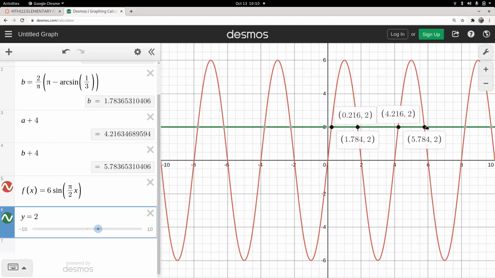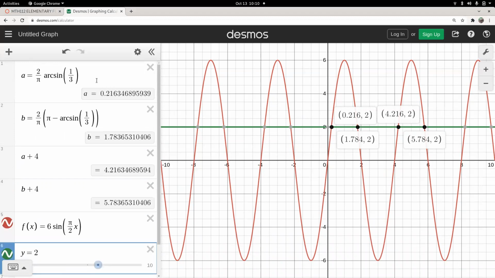Now decimals only gives me 3 decimal places. If I want more decimal places, that's where I have to do all this work right here. And so I can get as many decimal places as I desire, depending on the problem. Solved and checked.